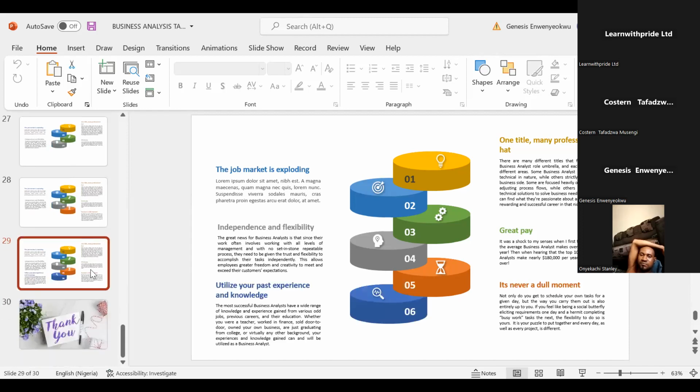And then finally, it helps you to utilize your past experience and knowledge. The beauty of business analysis is that no matter what you are doing currently, you will certainly use your experience in the present in business analysis.